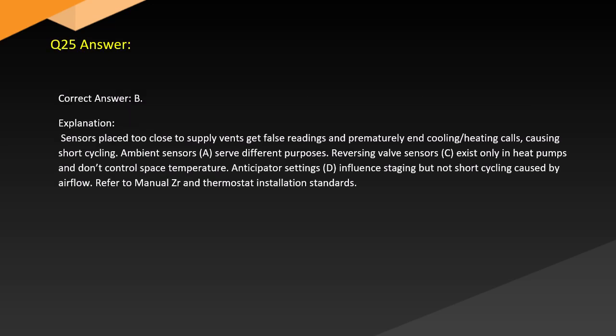Answer. Correct answer: B. Explanation. Sensors placed too close to supply vents get false readings and prematurely end cooling or heating cycles, causing short cycling. Ambient sensors (A) serve different purposes. Reversing valve sensors (C) exist only in heat pumps and don't control space temperature. Anticipator settings (D) influence staging but not short cycling caused by airflow. Refer to the manual and thermostat installation standards.